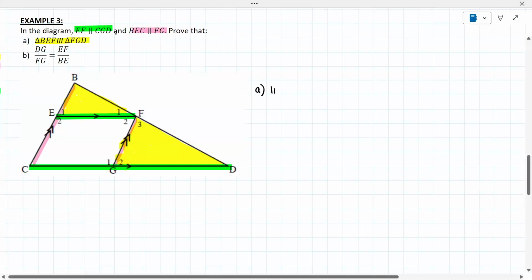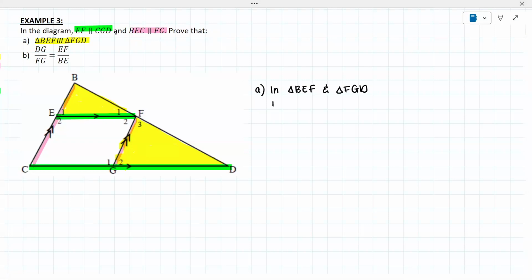Right, so in question A, we're looking in triangles BEF and triangle FGD. So those yellow triangles I've got there, and I need 3 segments. Remember, I need 3 angles. Okay, now what we need to be careful of is that there's no overlap of the triangles. So that means we can't have any common angles, common sides if we were looking at congruency. There's no overlap. But we do have parallel lines. So if you look at your pink parallel lines, we can see that angle B corresponds with angle F3. So angle B is equal to F3, corresponding angles.